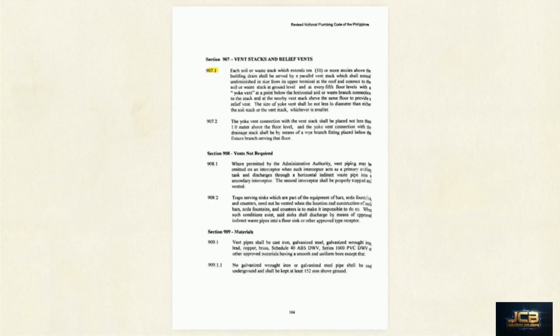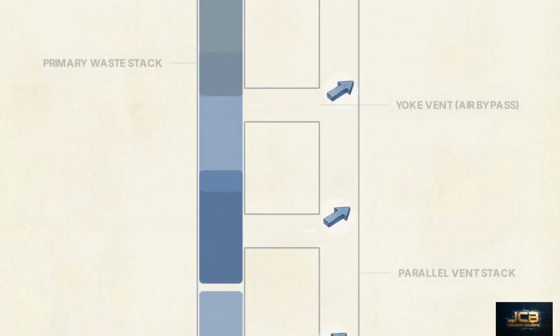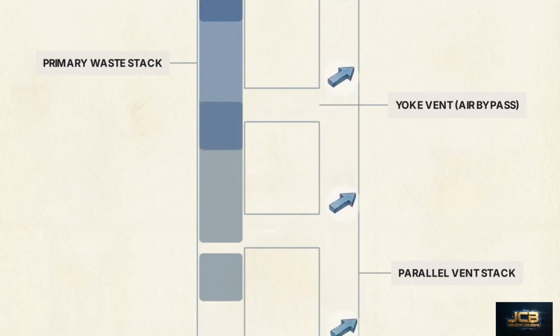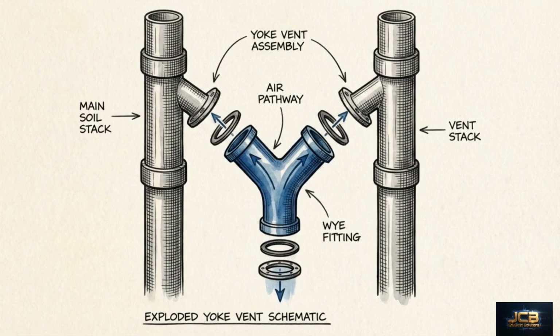Any soil or waste stack extending 10 or more stories above the building drain legally requires a parallel vent stack. The parallel vent stack operates as a continuous air bypass, stabilizing the atmospheric pressure across the entire length of the vertical drop. The physical connection bridging the drainage stack to the parallel vent stack is known as the yoke vent. Returning to section 907.1, the code requires these yoke vent connections to be installed at every fifth floor level.